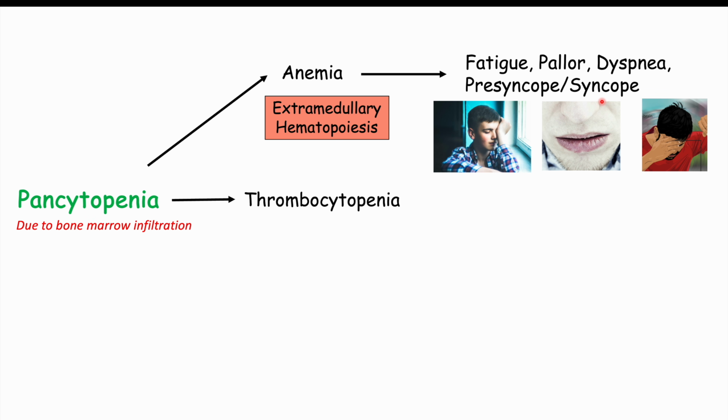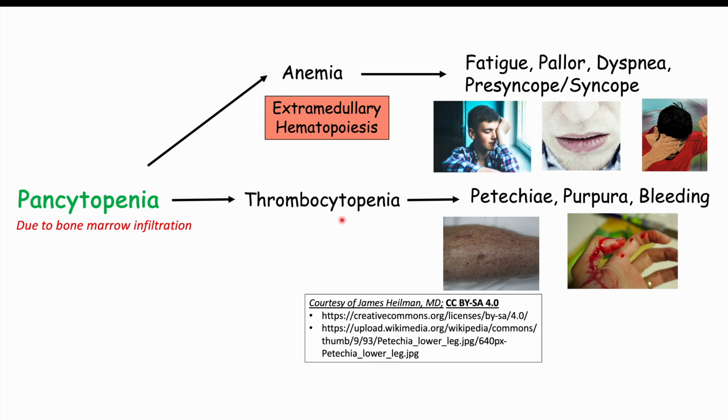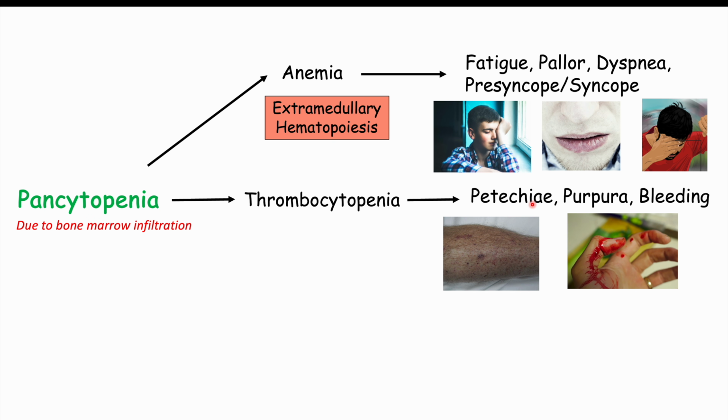We can also see issues with low levels of platelets or thrombocytes, so thrombocytopenia. We can then see signs and symptoms of thrombocytopenia, including petechiae. So petechiae are these little red dots. These are actually superficial bleeds under the skin. Purpura are little larger areas of superficial bleeds under the skin. And then bleeding can also be an issue. So prolonged bleeding, issues with stopping bleeding, this can be something we can see in thrombocytopenia.